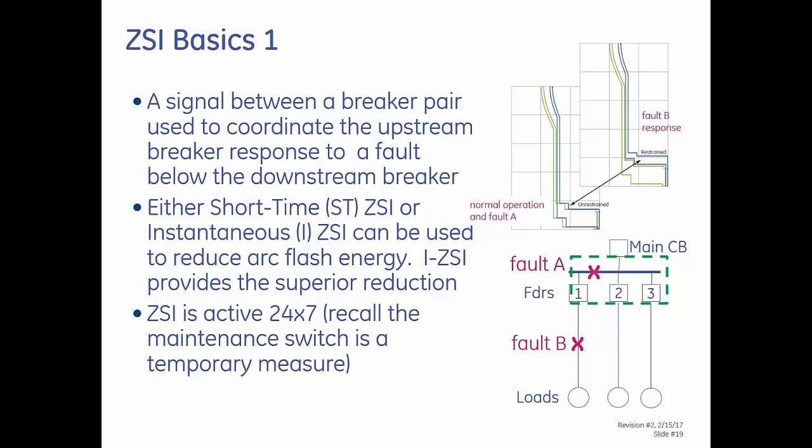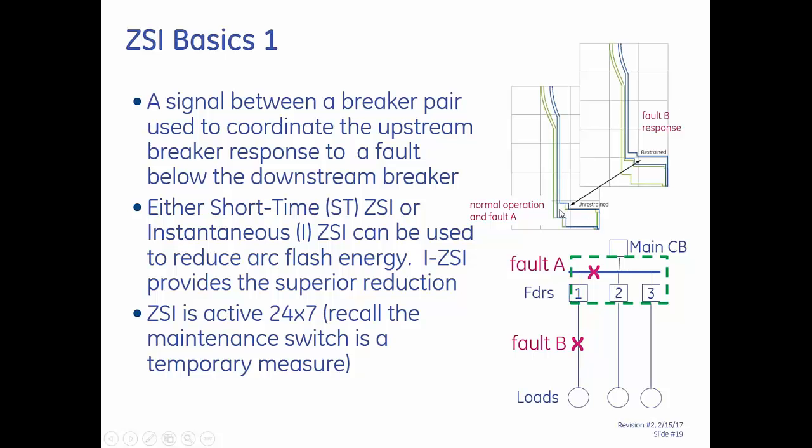So as a quick example, in this little mini one line on the right-hand side, if I have a fault on the bus, fault location A, then the corresponding curves, the top left graphic of the time current curves, you can see there's substantial overlap that typically would indicate massive non-coordination. But in this case, using both short-time and instantaneous ZSI, this will be coordinated.